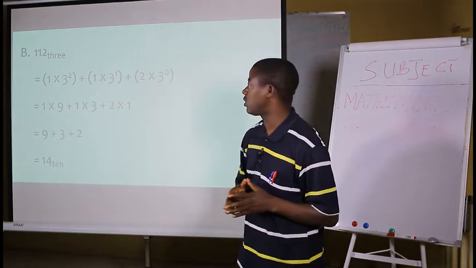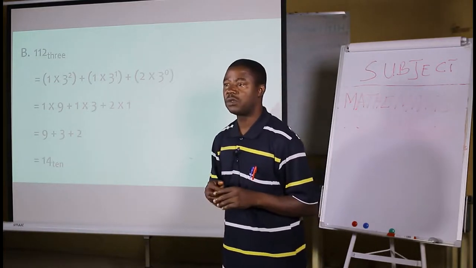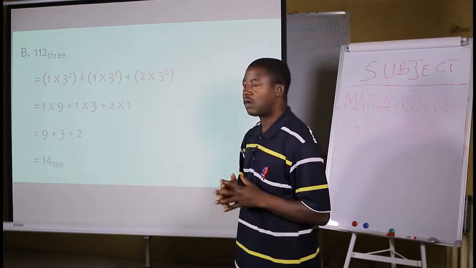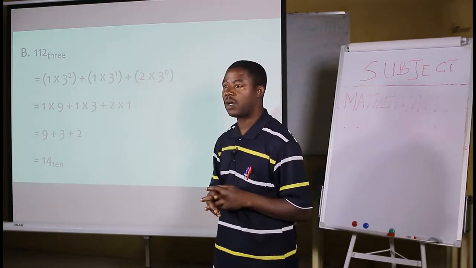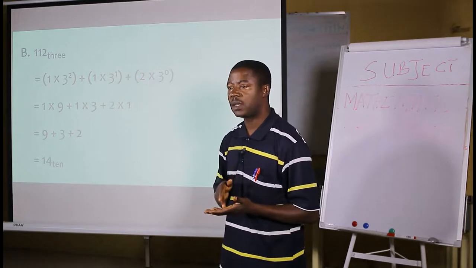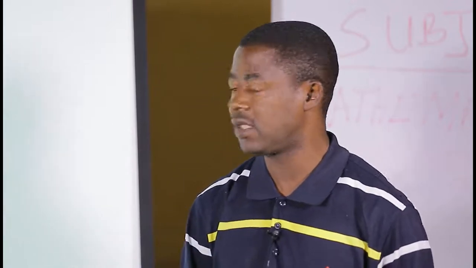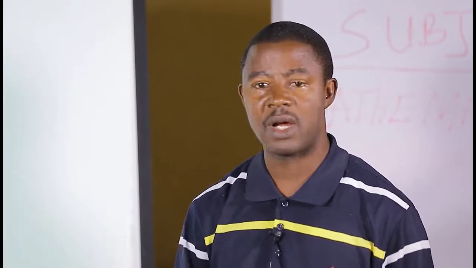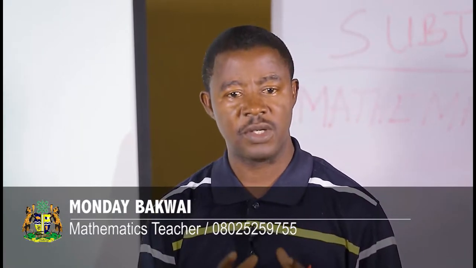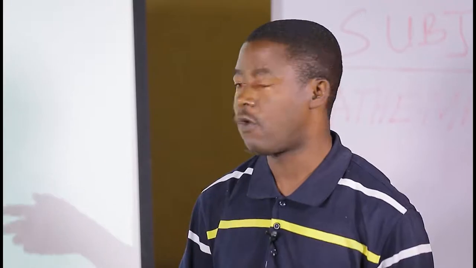Now, there is something I want to clarify. 112 base 3 cannot be called one hundred and twelve. You call the digits one by one. So it is 1 1 2 base 3, not one hundred and twelve base 3. It is allowed to count the digits as a number only in base 10. That is why we can comfortably say 14 base 10. Otherwise, we will say the digits one by one if it were any other base.